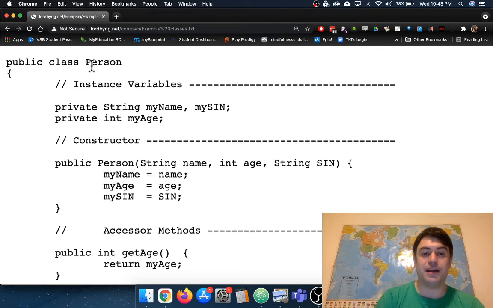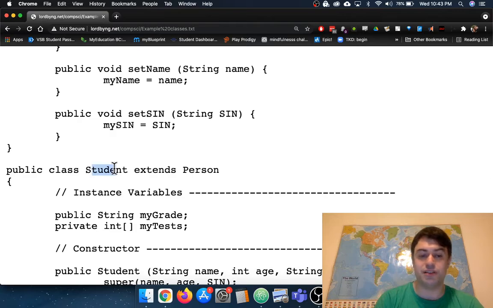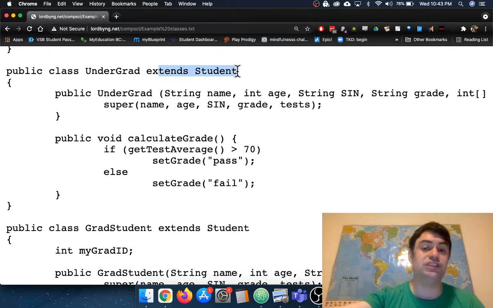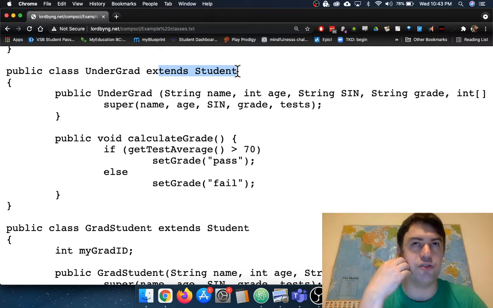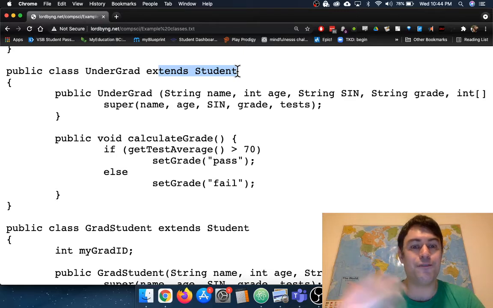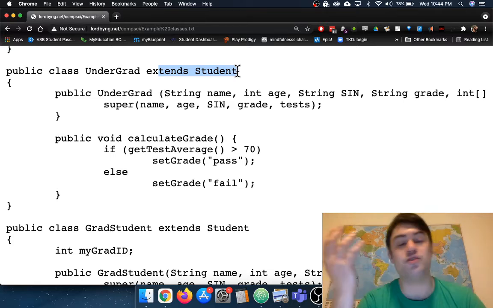Now, it's also important to know that we saw student extends person, but we also know that something like undergrad extends student. So does it get just the student stuff, or does it get all the person stuff and the student stuff? That's right, the second one. A subclass inherits everything that a superclass has and everything that its superclass has inherited from its superclasses.